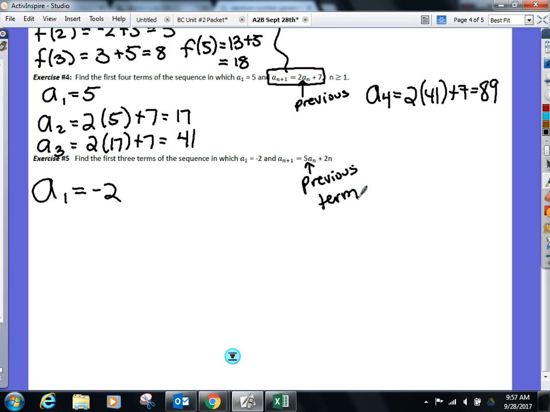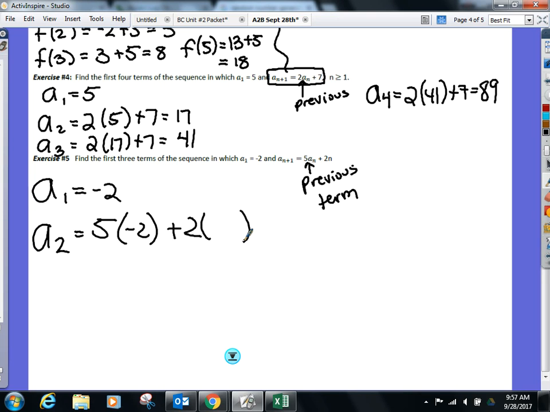Okay, that n is not a subscript. All right, so ready? Let me go through the second term with you right now. So do the first half. To find the second term, I take the previous term and multiply it by 5. So 5 times the previous term, -2, plus 2 times, all right, let's talk about this now, your value of n.